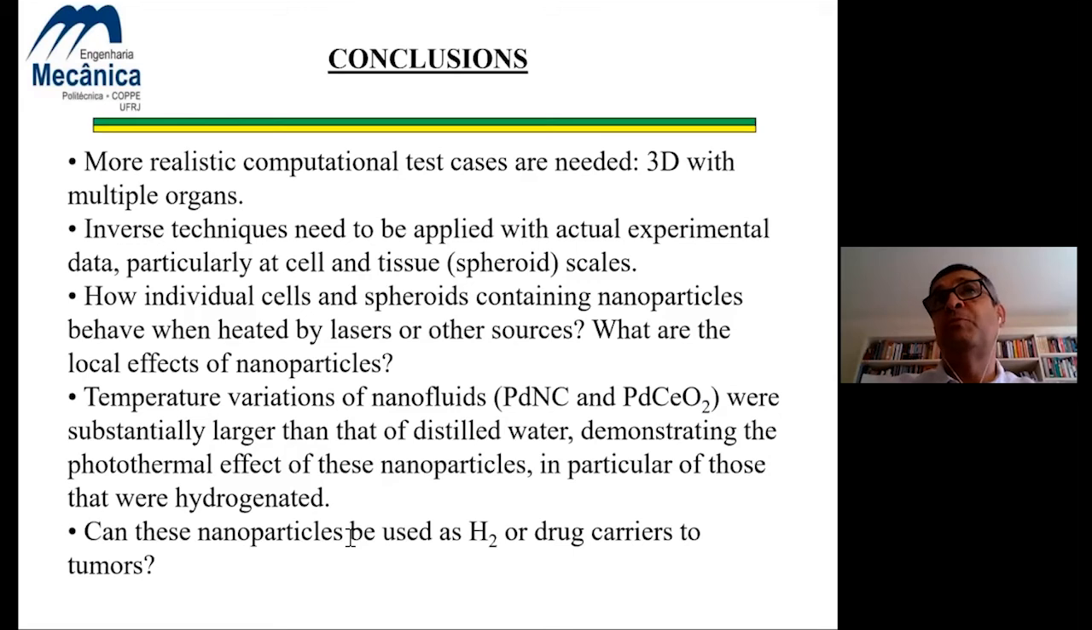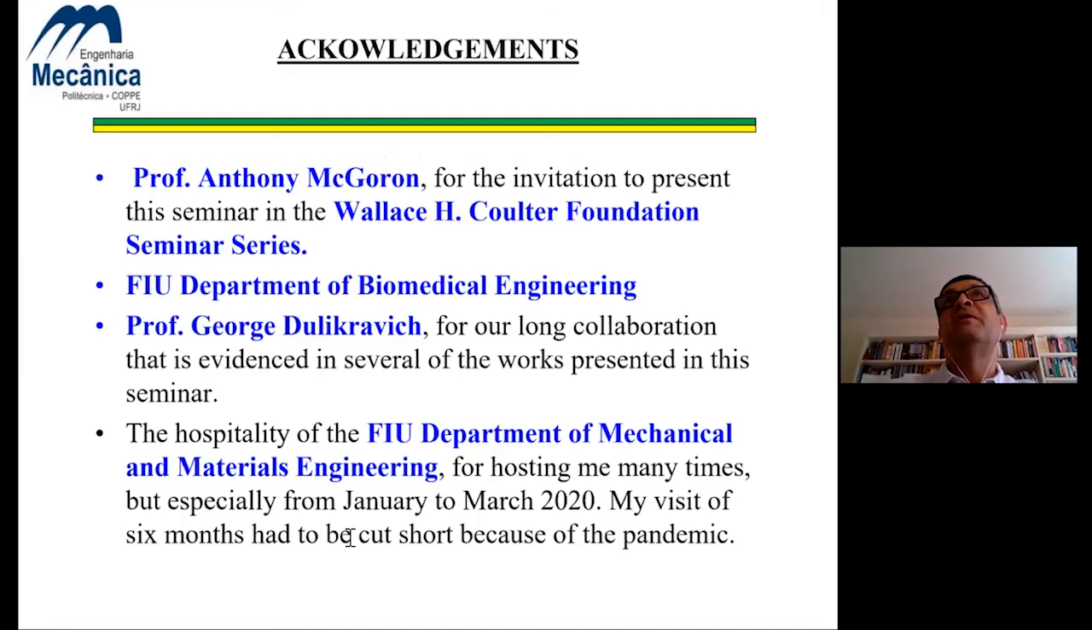We have also shown that the temperature variations of nanofluids produced with the nanoparticles developed in cooperation with the material science department, palladium nanoparticles and also palladium hydride, were substantially larger than those obtained when heating distilled water, demonstrating the photothermal effect of these nanoparticles, and in particular those that were hydrogenated. But there are still some questions, like can these nanoparticles be used as hydrogen or drug carriers to tumors? So there's still a lot of very interesting, exciting work to be done.